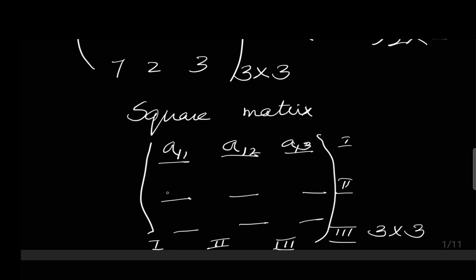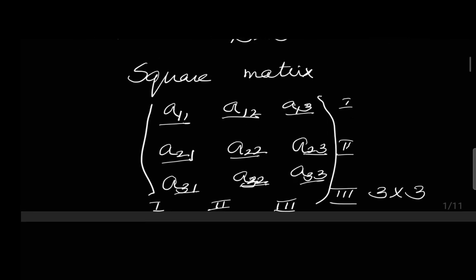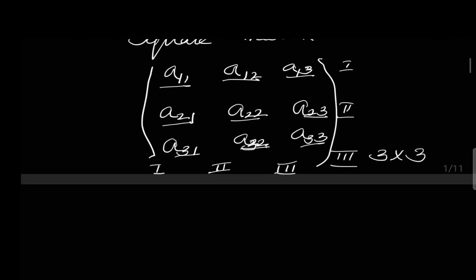Now come to the position of this element. It is in the second row, first column: A21. Second row, second column. Then second row, third column. And come to this. It is in the third row, first column. Third row, second column: A32. Then third row, third column. So this is the way you have to mention the position of the elements. A22 is in the second row, second column.